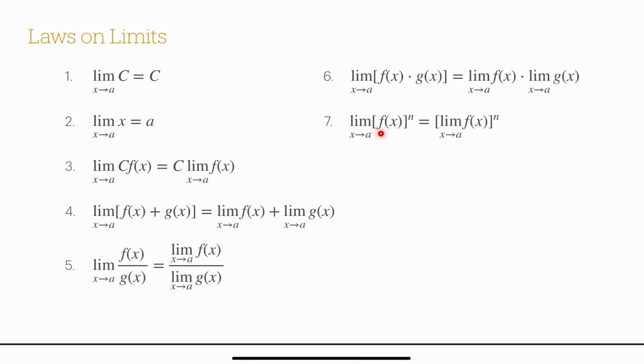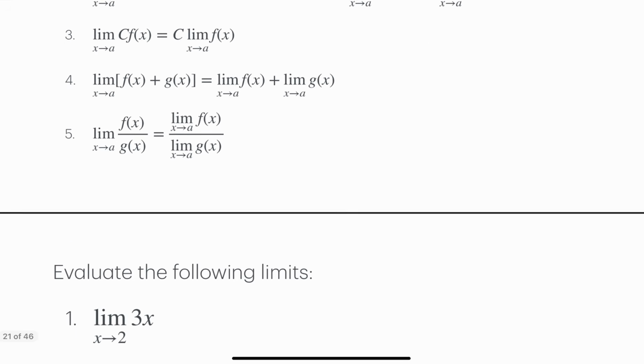And the limit of f of x raised to the power of n as x approaches a is simply equal to the limit of f of x as x approaches a, raised to the power of n. So we evaluate the limit of the function first and then raise it to the power of n. Then let us use these laws to evaluate the limits of functions as well as compare it to when we use a shortcut in finding the limits of functions.